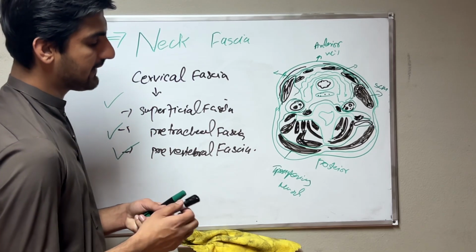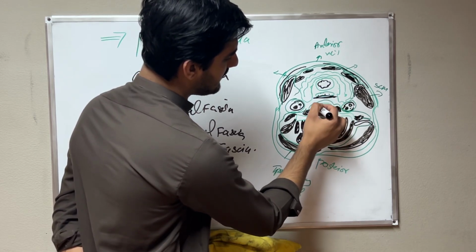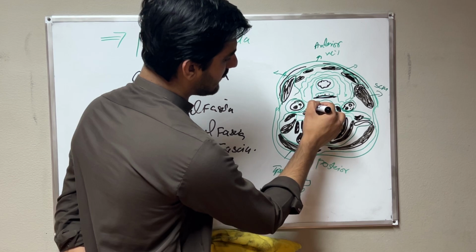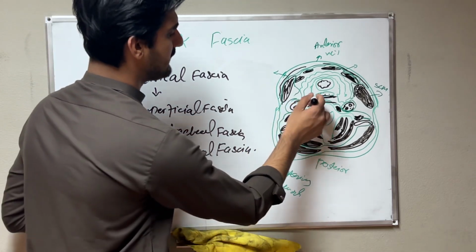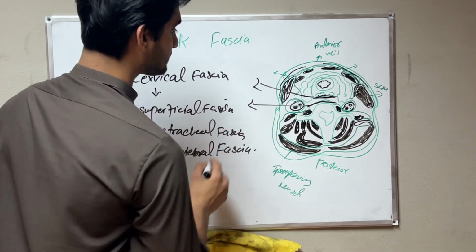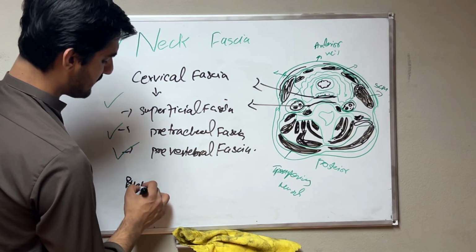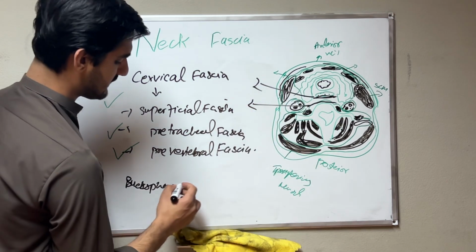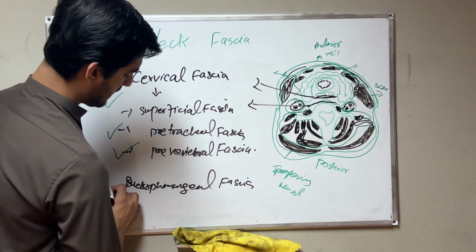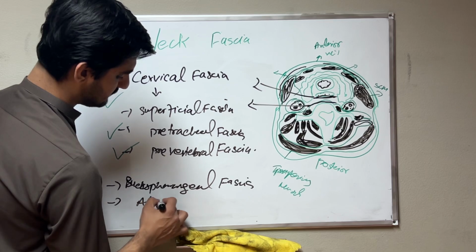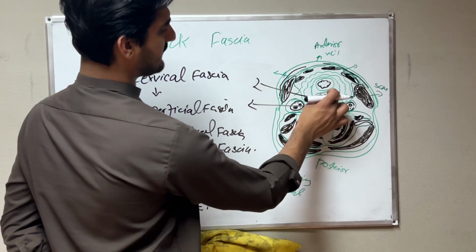But between the esophagus, this is the esophagus, and the prevertebral fascia, there we have the buccal fascia, and this one the alar fascia. The buccal fascia, or we can say the buccopharyngeal fascia, because these are behind the pharynx. Buccopharyngeal fascia and alar fascia. There are two new fascia here.